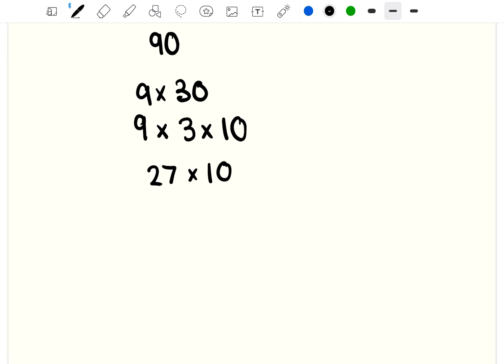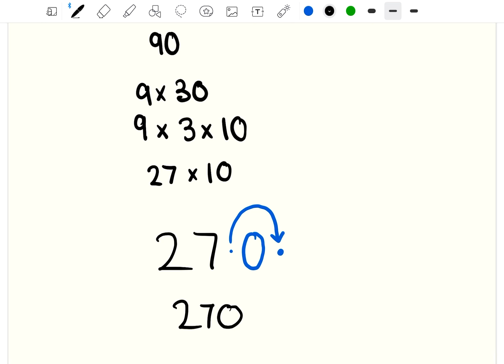And when I multiply by 10, all I need to do is take my number and shift the decimal point. So at the moment it's a whole number, so it's almost like the decimal point is here, and then there's just 0 tenths, 0 hundredths. So I need to shift this over to the right one. So my new decimal point is there, and I've got this space here where there's no digit, so I need to put a 0 in there. Okay, done. So 9 times 30 is 270.